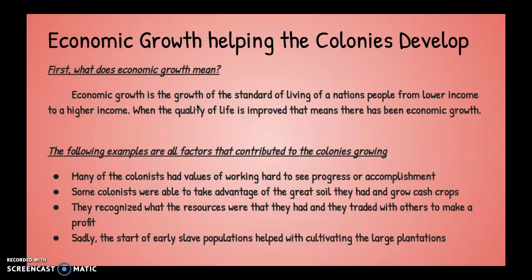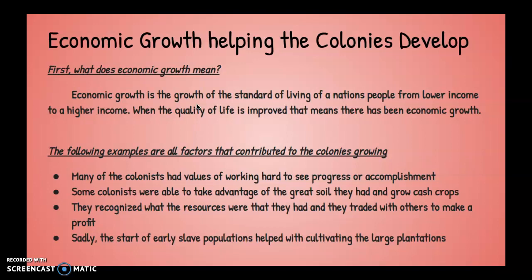It says economic growth: helping the colonies develop. First of all, we have to answer the question, what is economic growth? Economic growth is the growth of the standard of living of a nation's people, moving from a lower income to a higher income. So when the quality of life is improved, that means there's been economic growth. There was economic growth in the colonies. The following examples are all factors that contributed to the colonies growing.